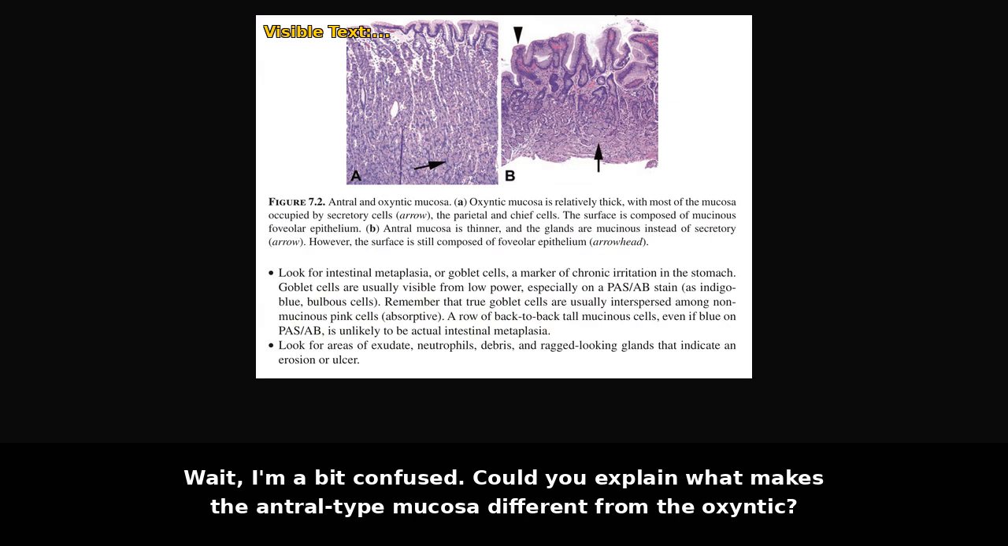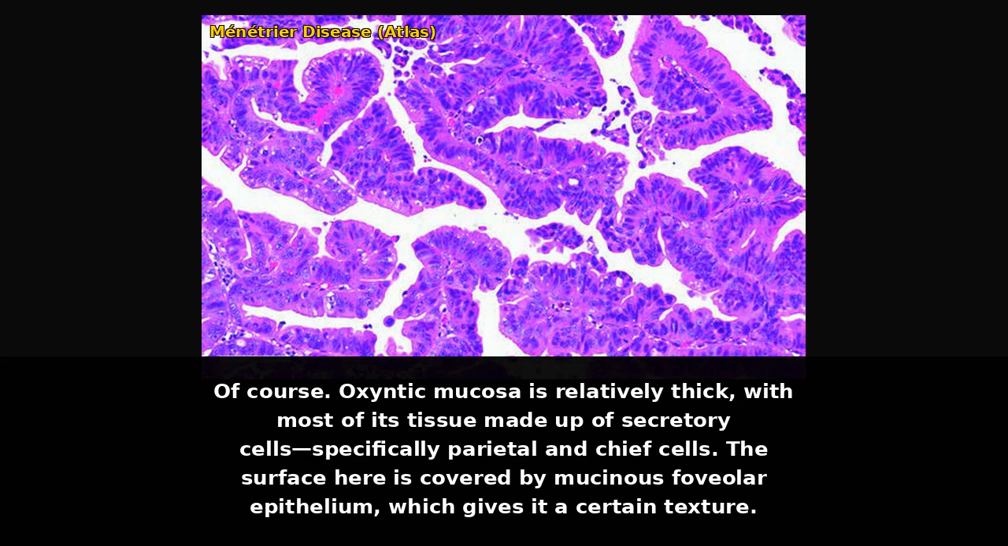different from the oxyntic? Of course. Oxyntic mucosa is relatively thick, with most of its tissue made up of secretory cells, specifically parietal and chief cells. The surface here is covered by mucinous foveolar epithelium, which gives it a certain texture.